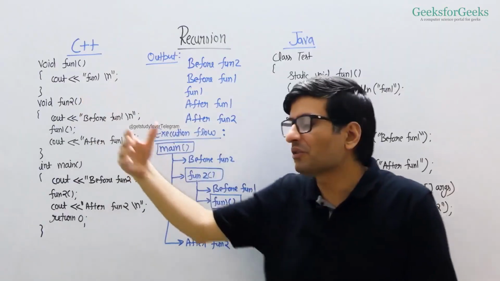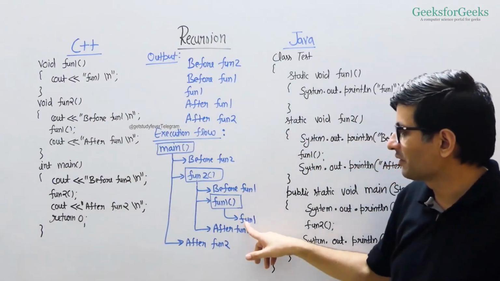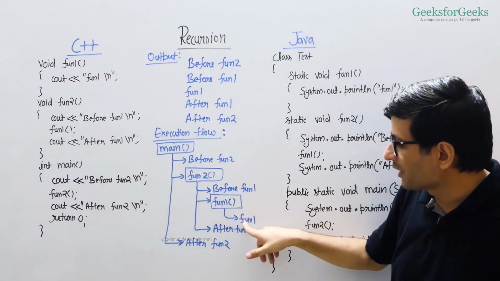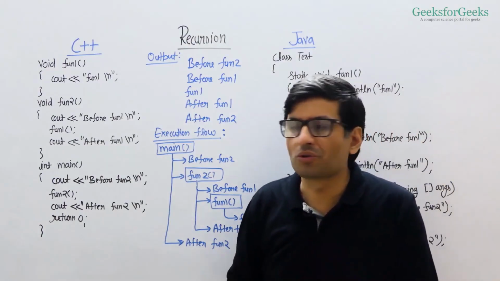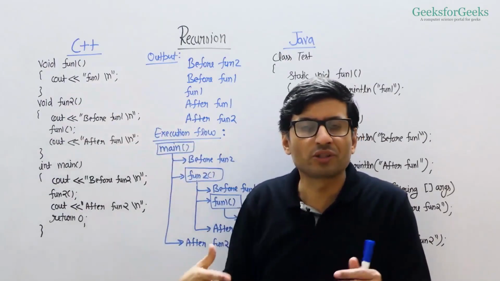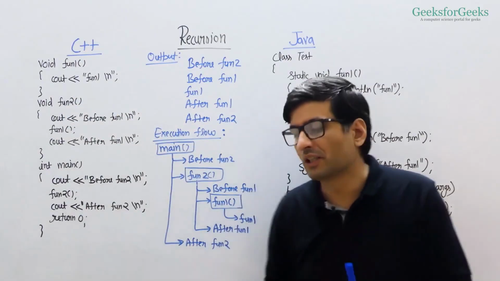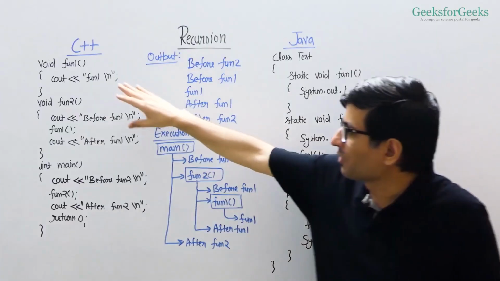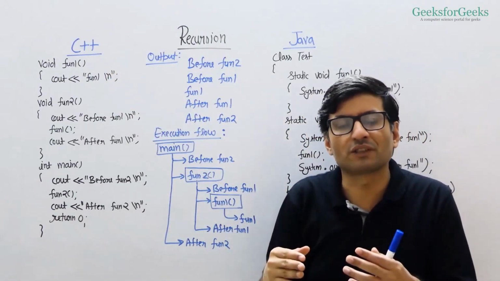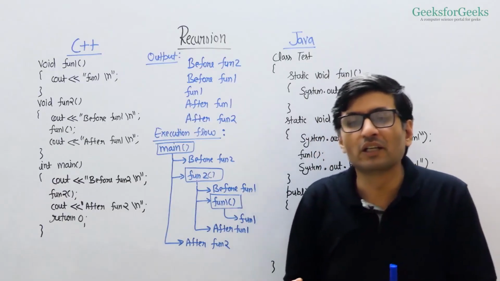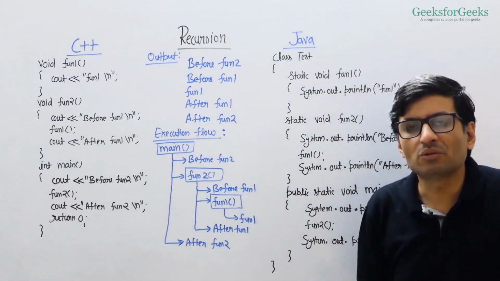And what does this line do? It prints fun1 on the screen, right? Fun1 was called, and it printed fun1 on the screen. And fun1 has nothing more to do. It's not making any function call, not doing anything else. It's just printing fun1. So once fun1 finishes its execution, once it executes its last line, the control is given back to fun2.